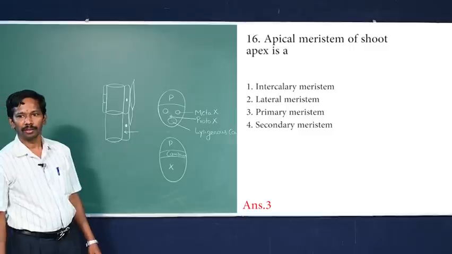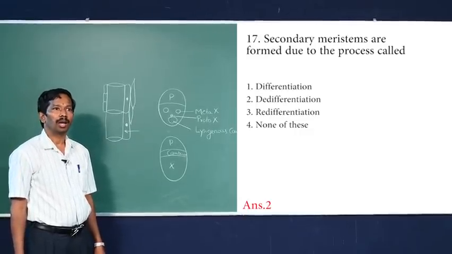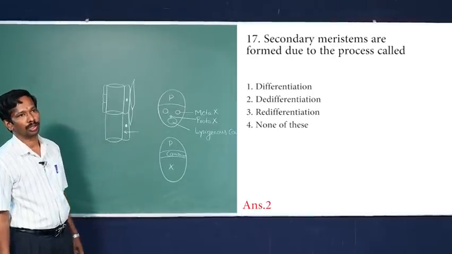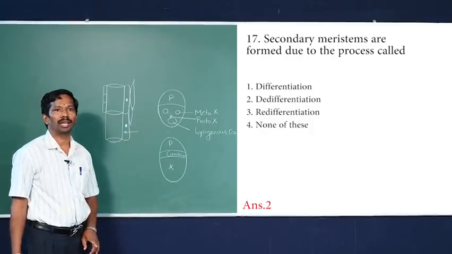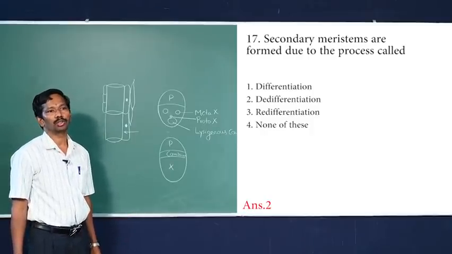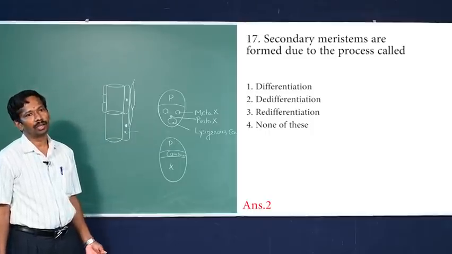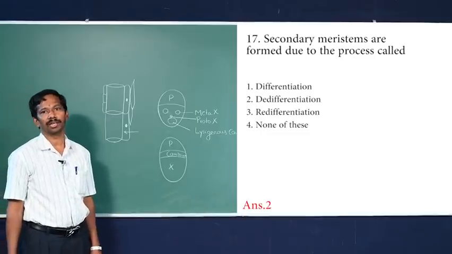Next question. Yes, secondary meristems are formed due to the process of, as already given in the earlier question in another way, cells regain the capacity of cell division by a process called dedifferentiation. So the answer should be second when compared to differentiation, redifferentiation, and the fourth option, none of these. So the answer should be second for 17.